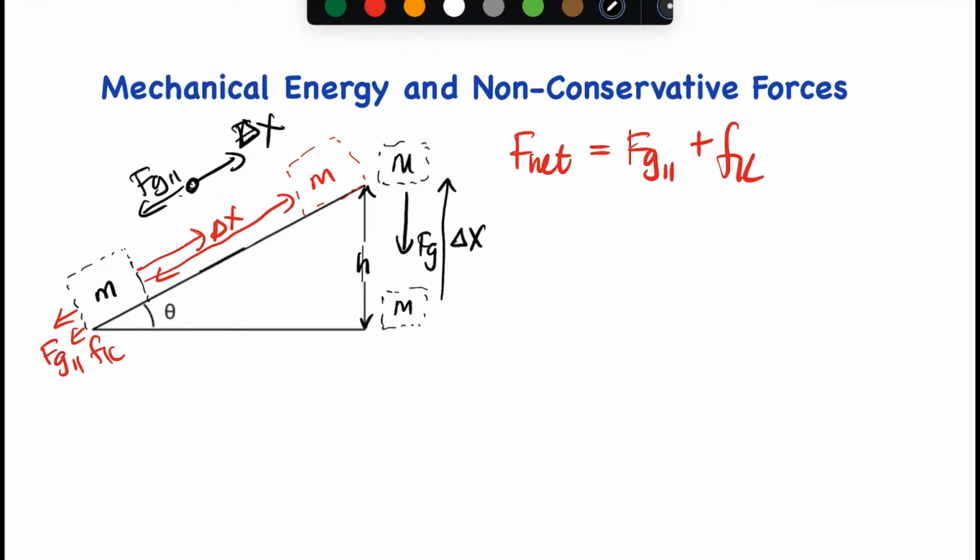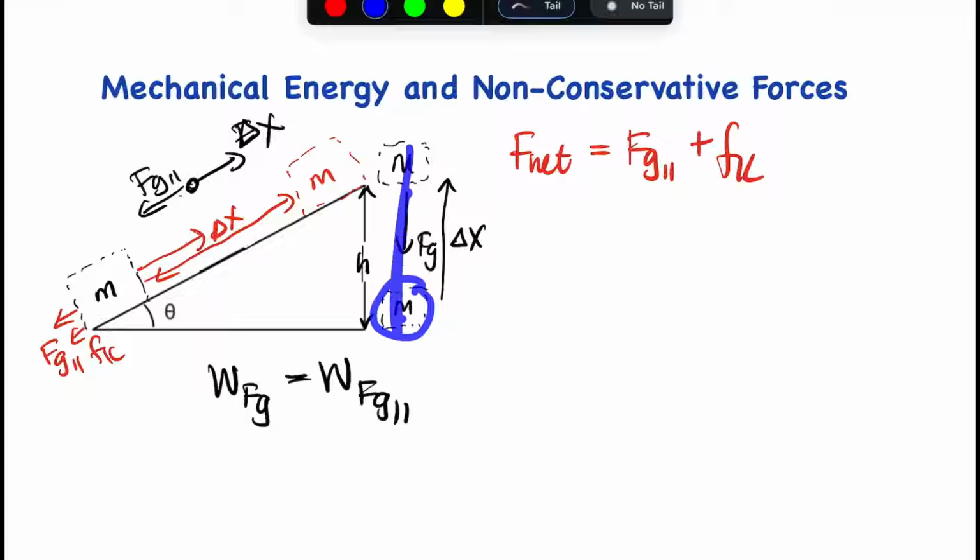Another important thing you need to note: the work done by gravity, which is the Fg, is the same as the work done by Fg parallel. Remember, the gravitational force is a conservative force. The work done by it is the same everywhere. It doesn't matter which path it took. The work done by this gravity that is straight down is the same as the work done by the Fg parallel there. It's very important.